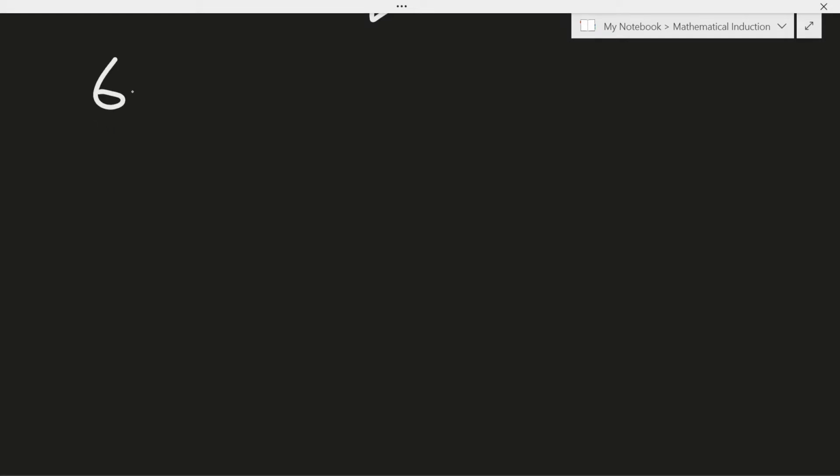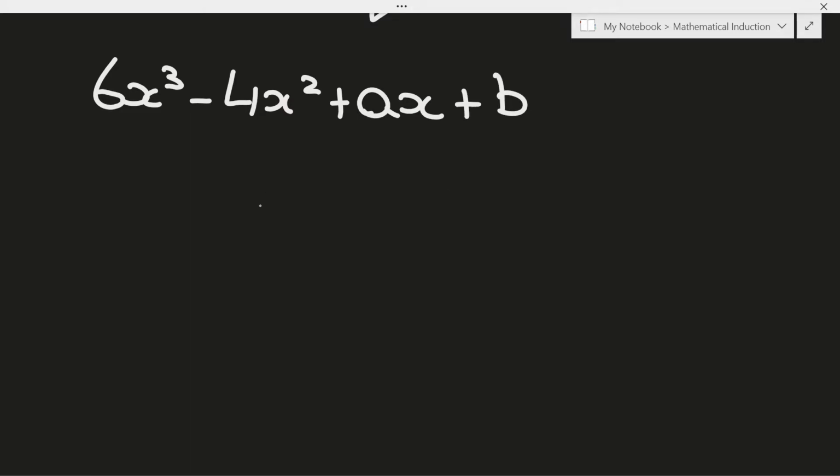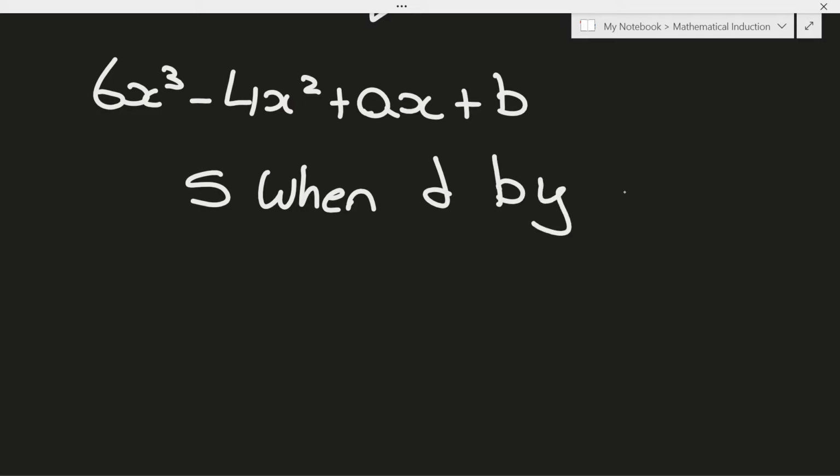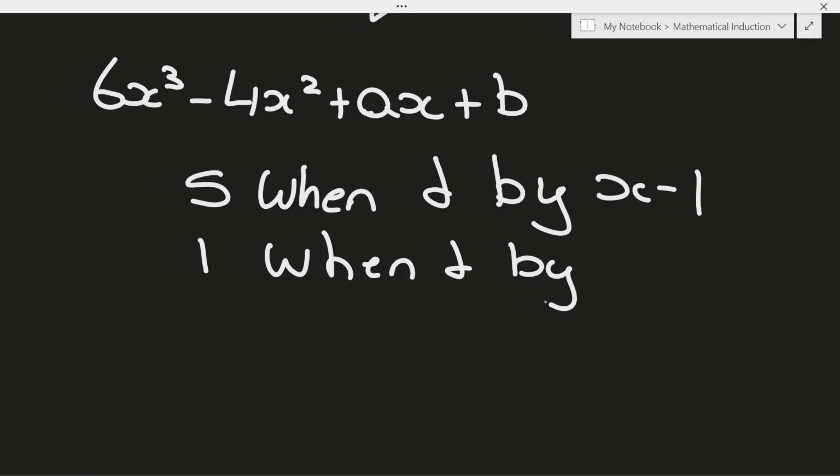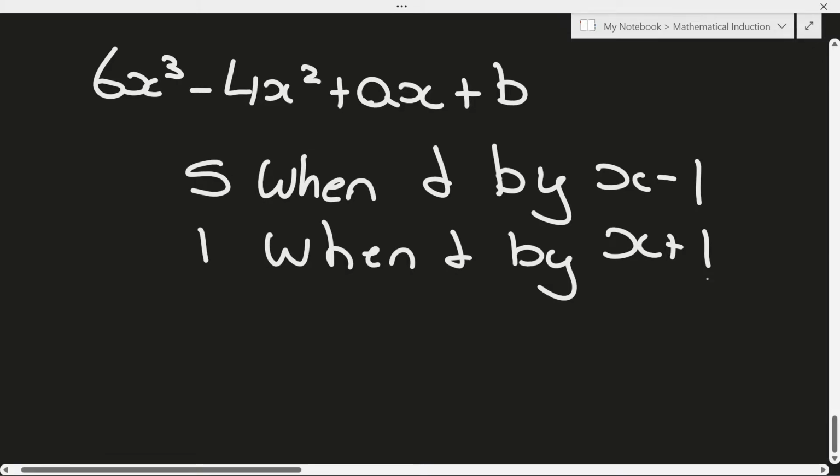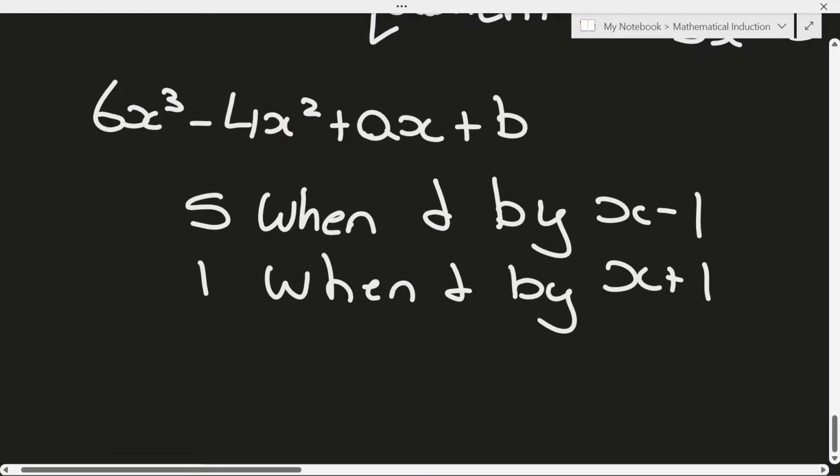So let's say we have 6x cubed minus 4x squared plus ax plus b. And let's say this leaves a remainder of 5 when it's divided by x minus 1. And let's say it leaves a remainder of 1 when divided by x plus 1. What we want to do, right, is find the values, sorry, of a and b.